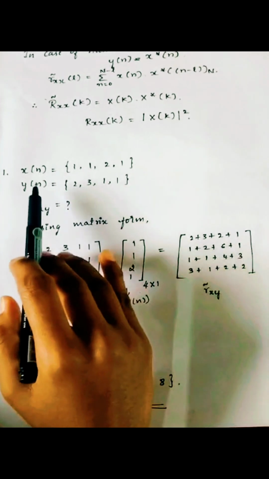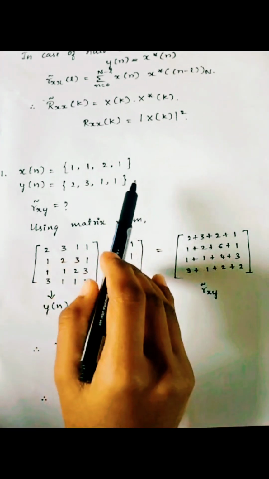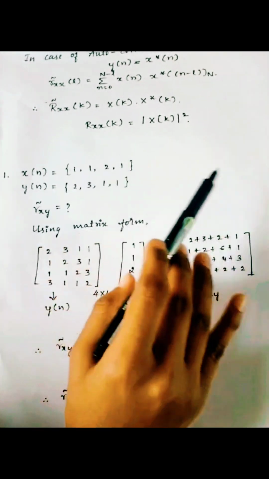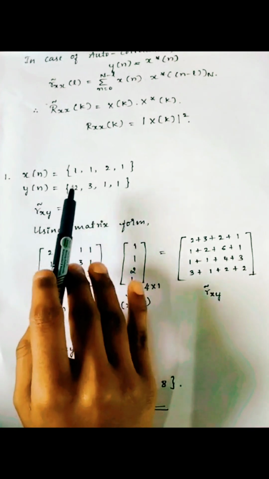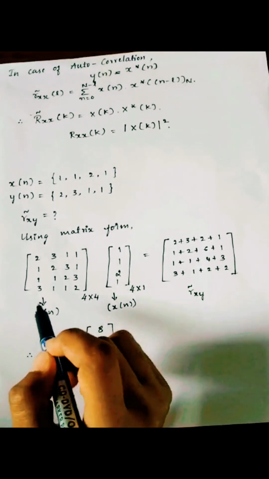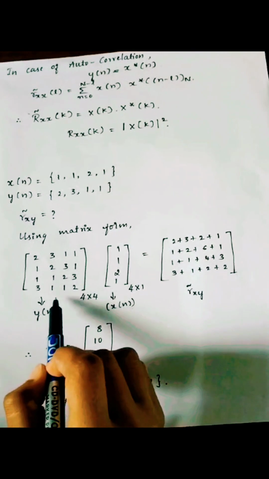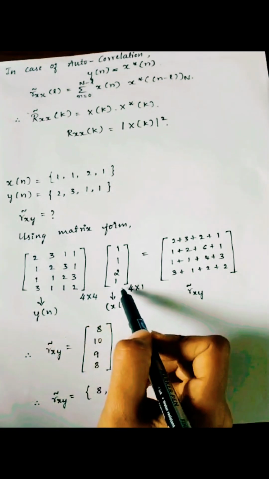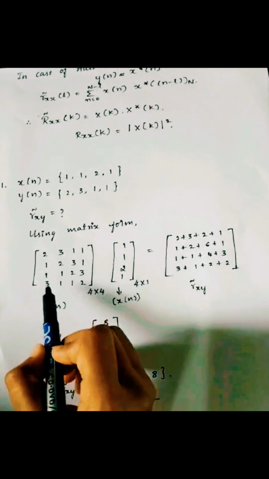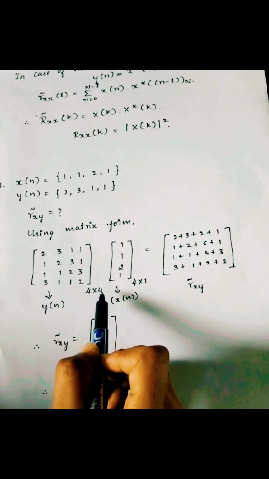Let us solve one problem on this circular correlation property. Consider the 4-point sequence x of n equals 1, 1, 2, 1 and another sequence y of n equals 2, 3, 1, 1. Using matrix form, we can solve this problem easily. Consider the y of n sequence as the first matrix and the x of n sequence as the second matrix. The y of n matrix should be 4 cross 4, and so the x of n matrix should be 4 cross 1. Then the y of n matrix should be filled in the 4 cross 4 matrix.